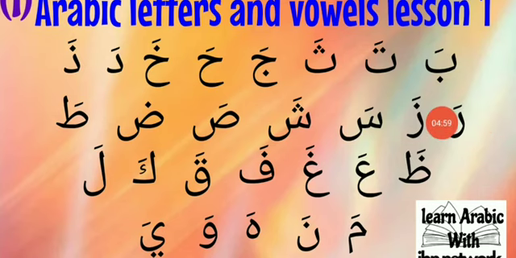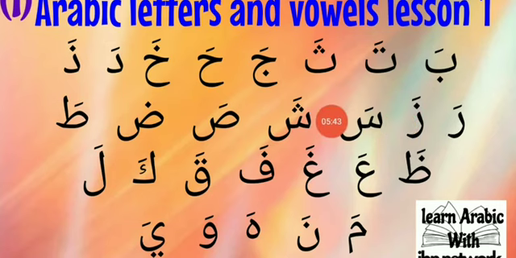Here we have za together with fatha. So we say za fatha za. So we say za, za, za. Here we have sin together with fatha. So we say sin fatha sa. So we have sa, sa, sa.